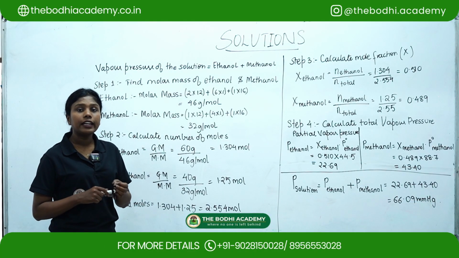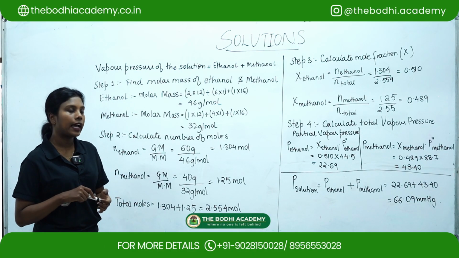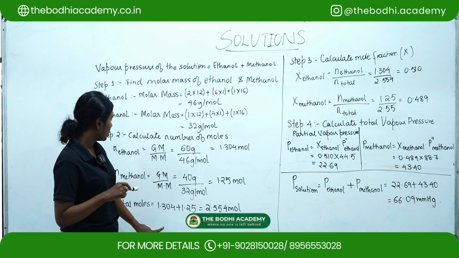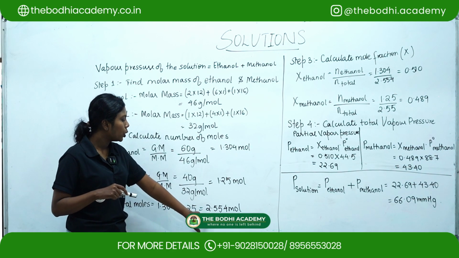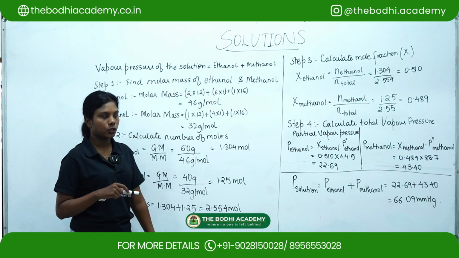Now, to find the total moles that are present in the entire solution, we have to add both the number of moles of ethanol as well as methanol, and it comes to 2.554 moles.